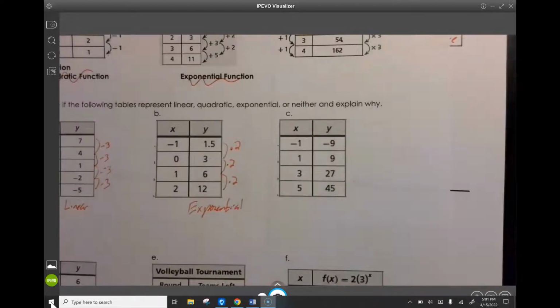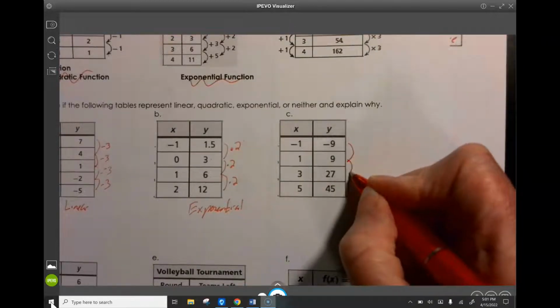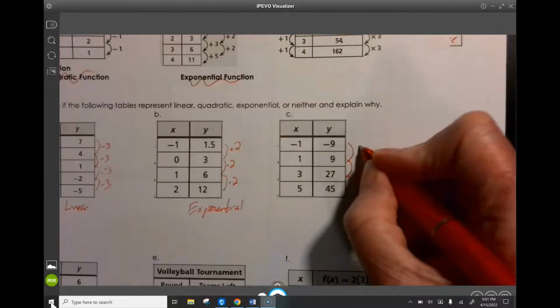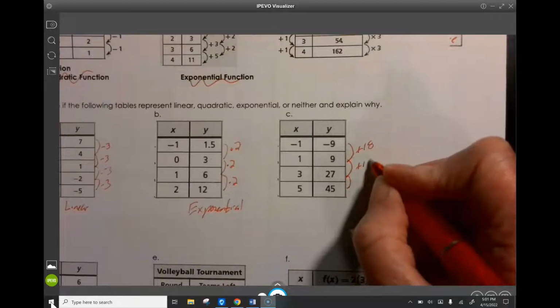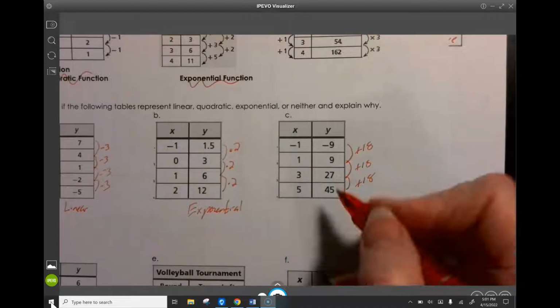So look at C. What's happening on C? What happens from here to here? And from there to there? And from there to there? Hopefully you said add 18. Okay? Now I want to point out a couple things. So this one is linear.